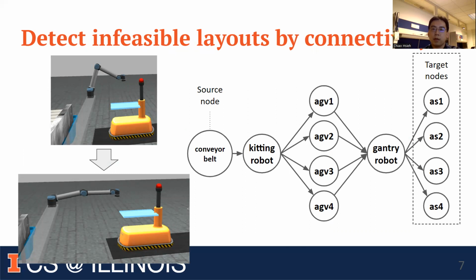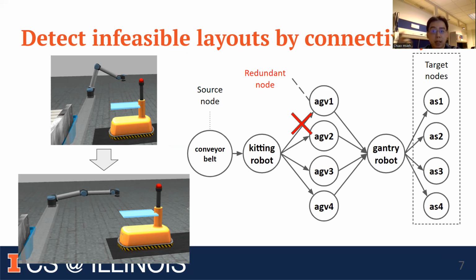And if, for example, we modify the layout so that we increase the distance between the AGV1 to the rail of the kitting robot, and the kitting robot can no longer reach the AGV1, then the edge between the kitting robot to the AGV1 is now removed. In this case, then there's no path from the conveyor belt to AGV1.